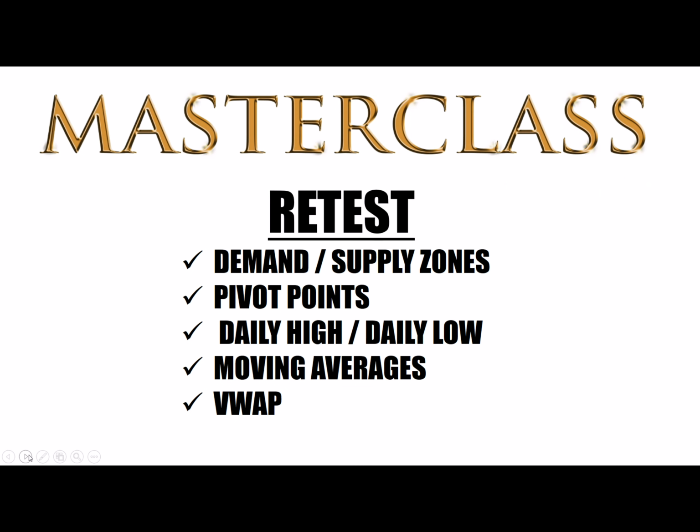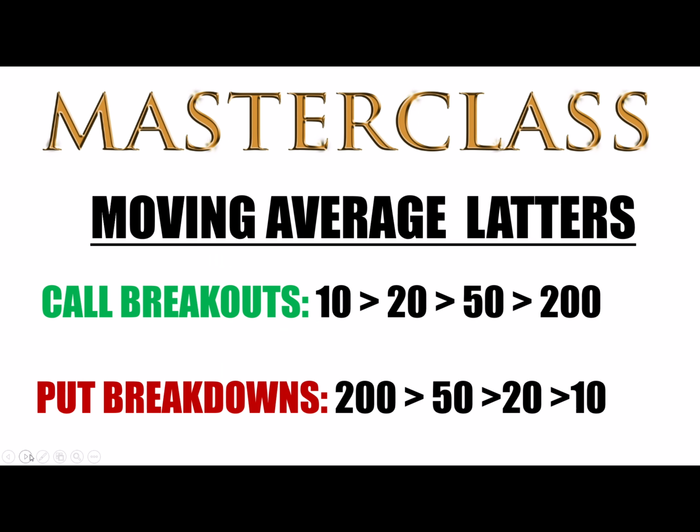Before I go into that, just to reiterate, when the stock is retesting, it can retest either a demand zone, supply zone, or pivot point, which can be the R1 pivot, which is resistance, the S1 pivot, which is the green support, or the middle pivot, which is typically purple. The previous day's high or low level, moving averages, and VWAP. All of those are fair game for a retest as far as breakouts are concerned.